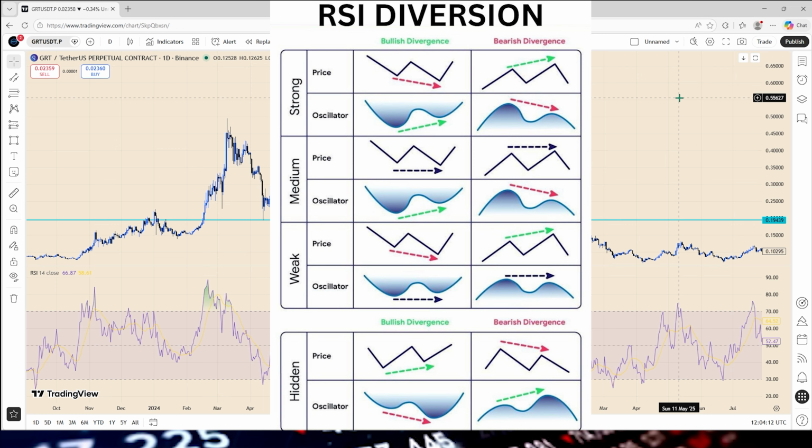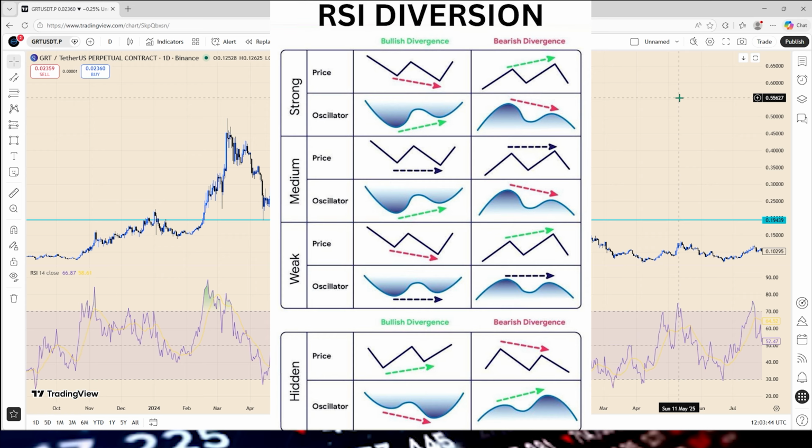On the other side, when price is going up, making higher highs, but RSI is going down, making lower highs, that's bearish divergence. It shows that buyers are getting weaker and the market can move down. One important thing, not all divergences are equal. You have strong, medium, and weak setups. The bigger the difference between price and RSI, the stronger the signal.